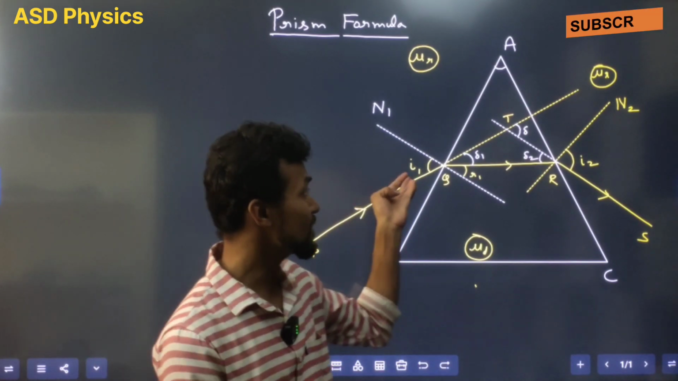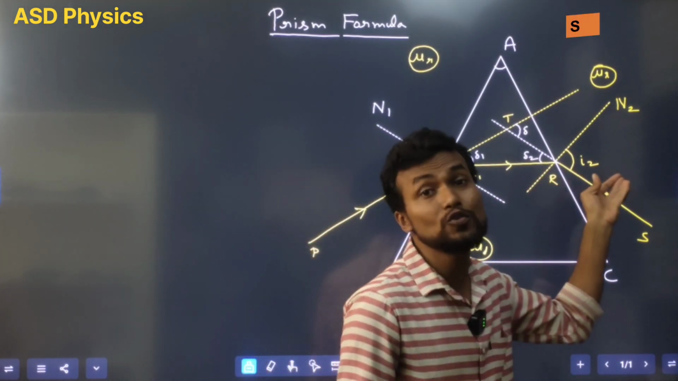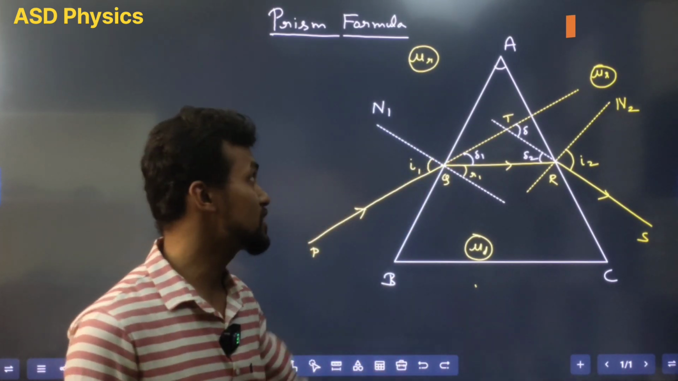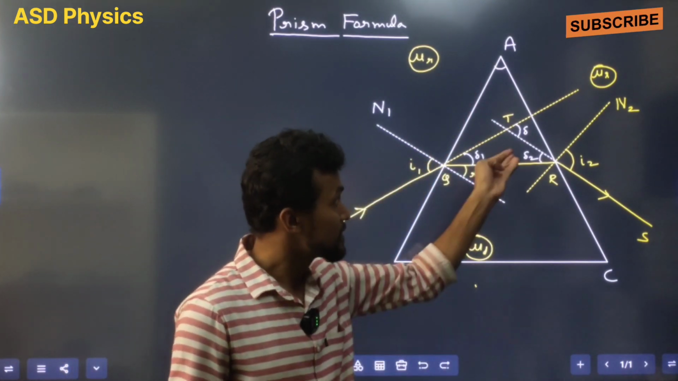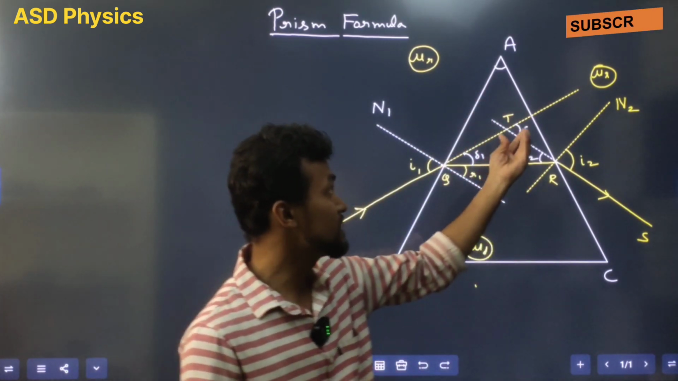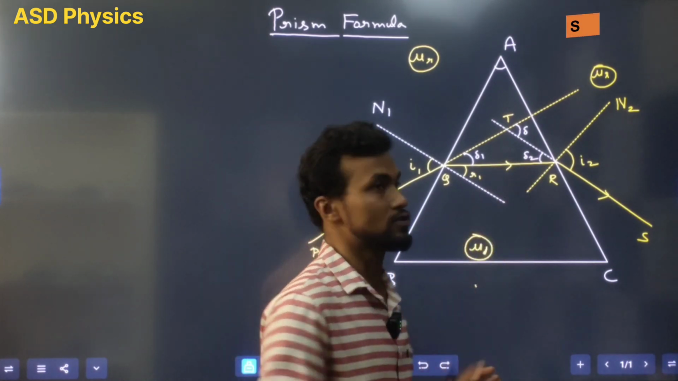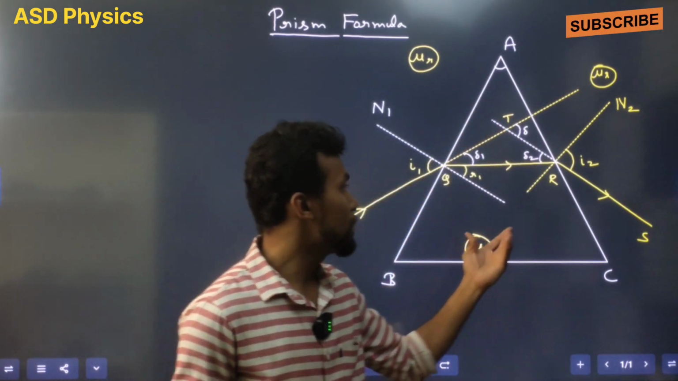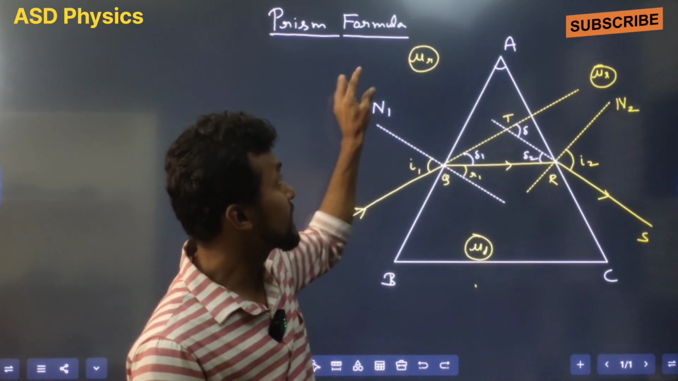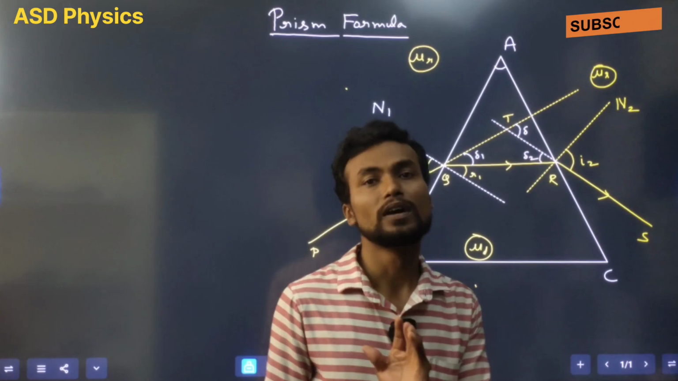Again I am telling you, I1 is the angle of incidence. This I2 is the angle of emergence. Delta 1 is the angle of deviation produced at surface AB. Delta 2 is the angle of deviation produced at surface AC, and this delta is the total angle of deviation produced by the prism. Okay, and the prism is made of some material whose refractive index is mu d, and the refractive index of the surrounding is mu r. That surrounding is also mu r.